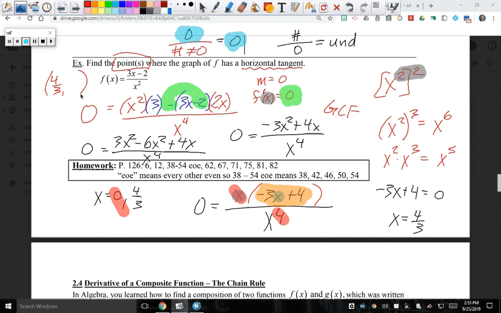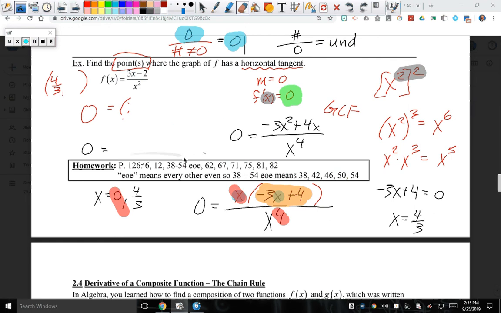But I'm not done because I was asked for the point. So I have to plug it into the original position function to get that point. It's like you keep going back and forth between f prime and f of x, or all 3 levels. You keep going back and forth to grab pieces that you need. So let's plug in 4/3 right here and right here. So 4/3 times 3?